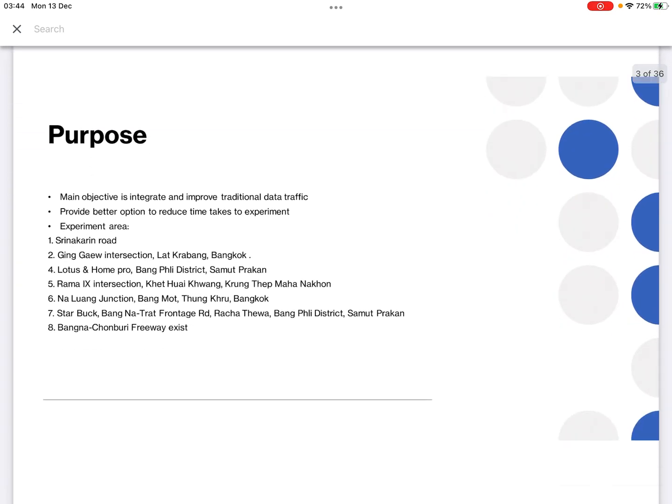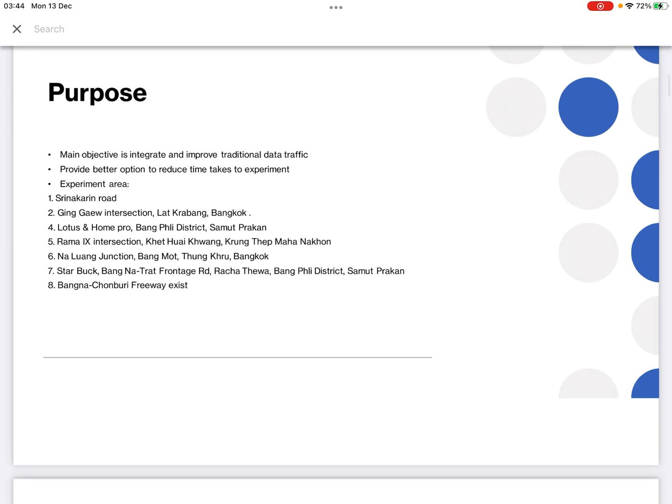Purpose of this is to integrate and improve the traditional traffic data collection method, and provide a better option to reduce the time taken to experiment. Areas: Sinakrin Road, King Khao intersection, Lotus Hompo Bang P, Rama 4 intersection, Na Luang Junction, Starbucks at Bang Na, Chonburi freeway access.